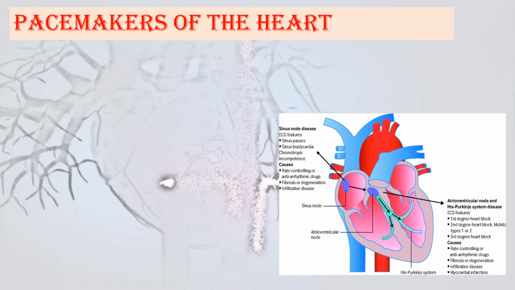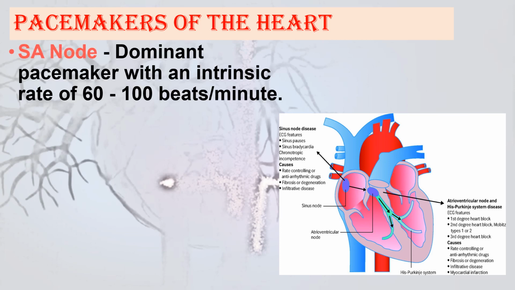The pacemaker of the heart. As already said, the SA node, the sinoatrial node, is the natural pacemaker of the heart, the dominant pacemaker with an intrinsic rate of 60 to 100 beats per minute. As you know, normally the SA node generates the impulses, at 60 to 100 beats per minute.